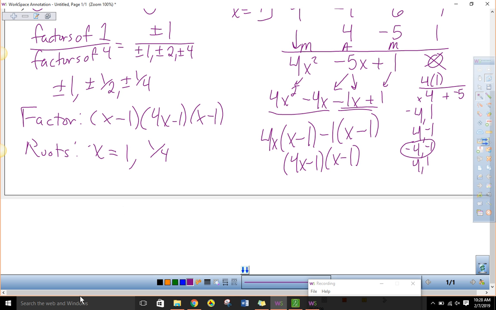I don't care, that doesn't bother me. But you see stuff like that on multiple choice, different things, so you want to make sure that you're aware that they're the same thing. From doing the 4x minus 1 equal to 0. Glad you asked. Anything else?